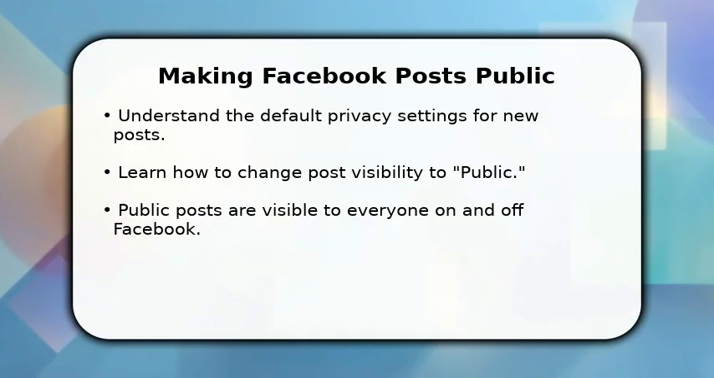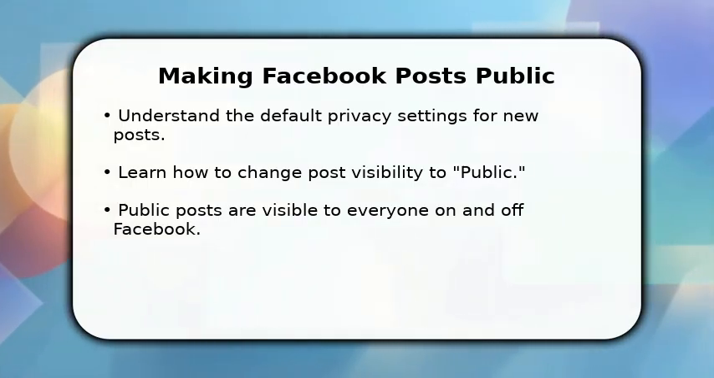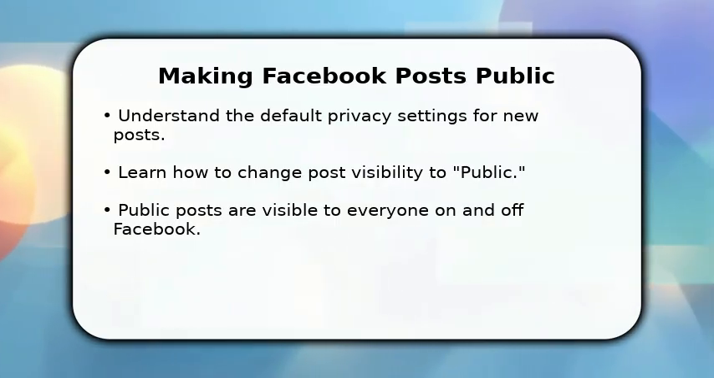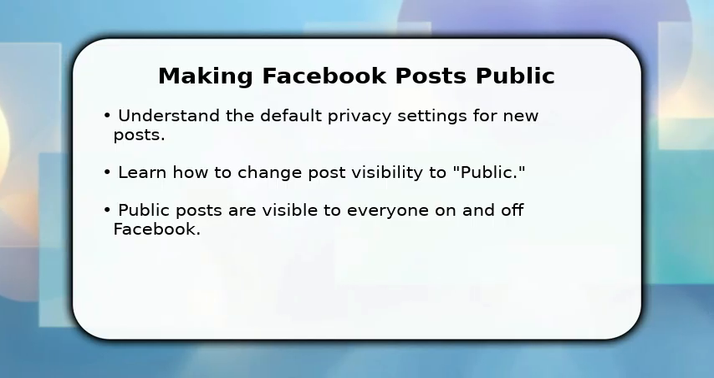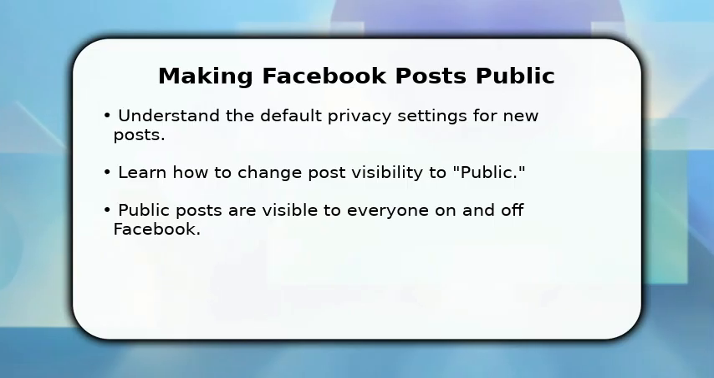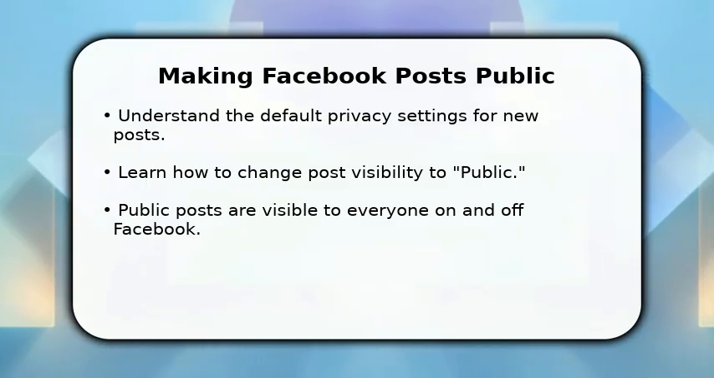In this video, I will explain how to make your Facebook posts public. First, open the Facebook app or website and navigate to the What's on Your Mind section. Before typing your post, locate the privacy selector, usually below your name. This selector determines who can see your content. We'll guide you through changing this setting to ensure your message reaches a wider audience. It's a simple step that makes a big difference in your post's reach.